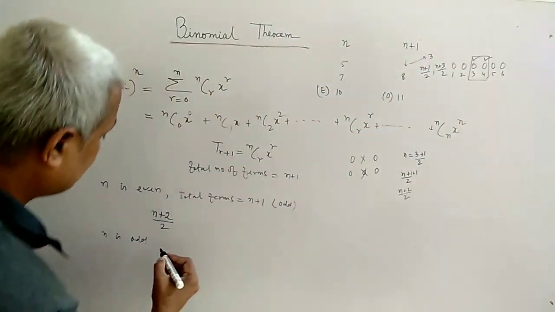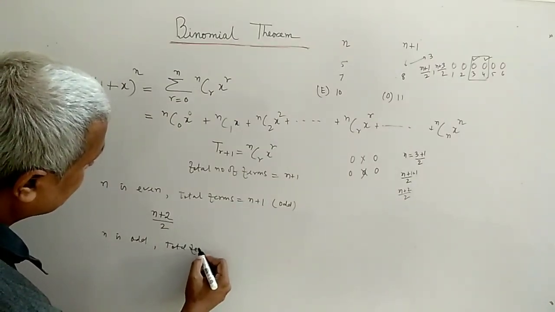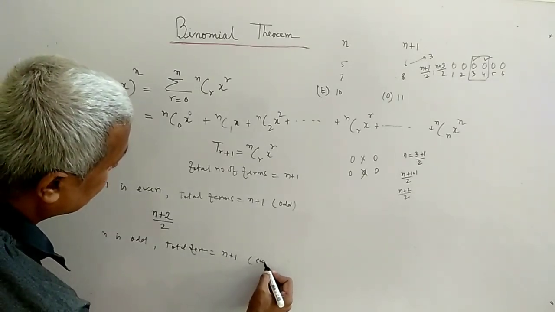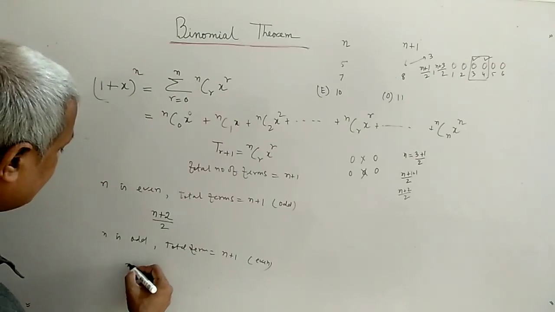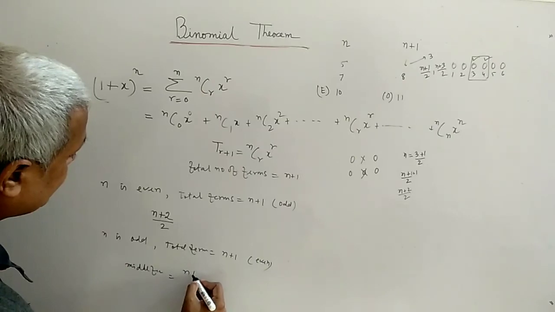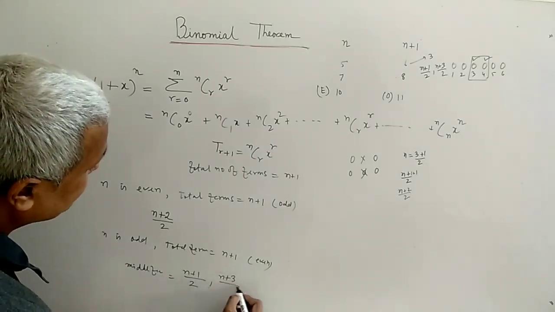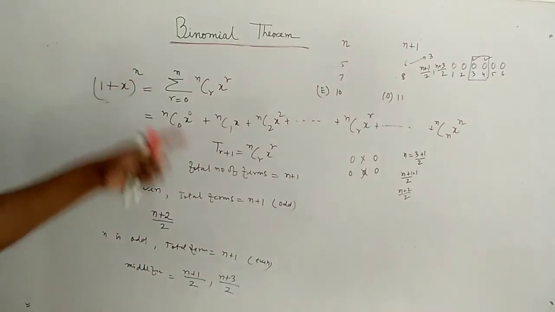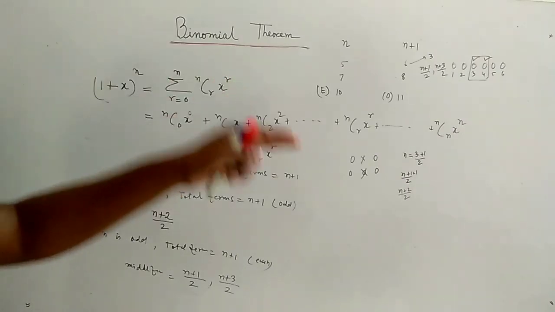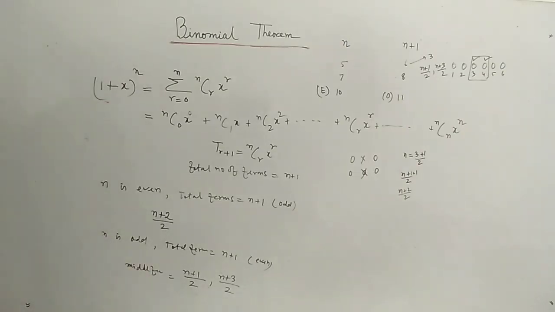So the total number of terms is n plus 1, and this time it will become even. Then the middle terms will be n plus 1 by 2 and n plus 3 by 2. Using these methods you can find the middle term, and then using the general term you can directly find it without any wastage of time. This is the power of the binomial theorem.